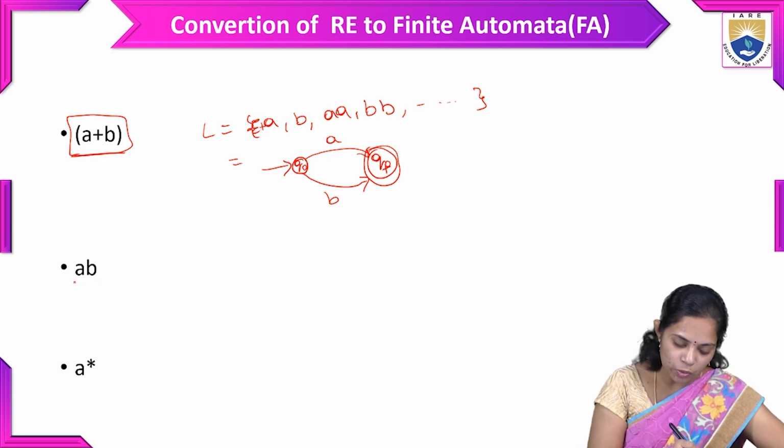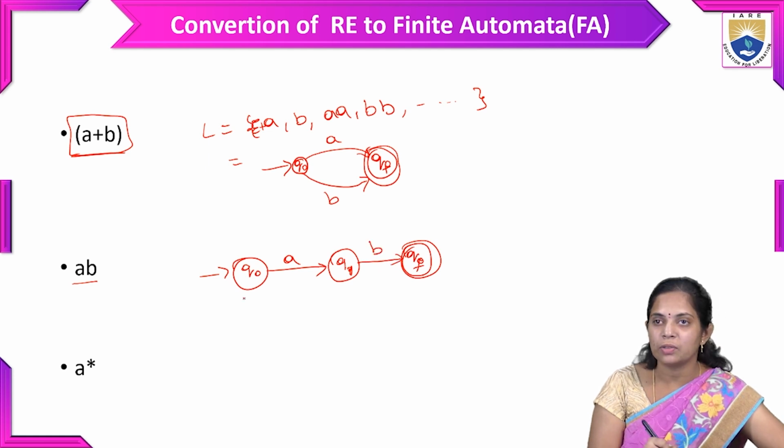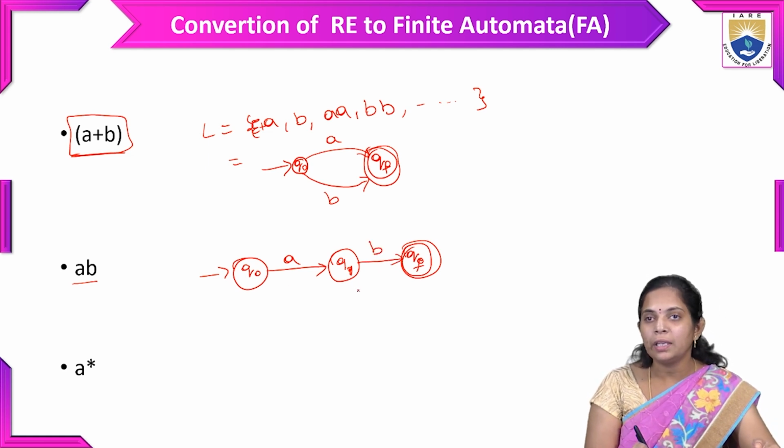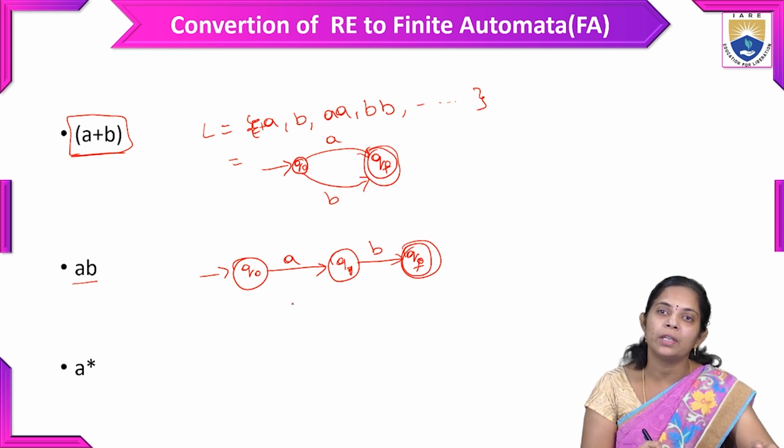And here, how to denote concatenation. For concatenation, first the initial state q naught, and we will take q1 and qf, where qf is the final state. So how to define the concatenation a b in the finite automata: a, then b, and it reaches the final state. When we see a b in any regular expression, it is formed as a finite automata like this.